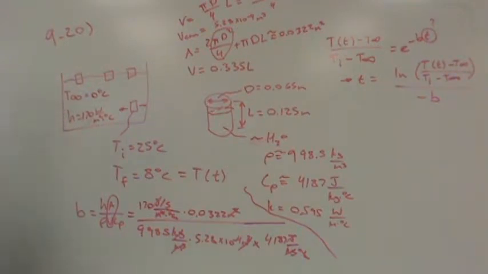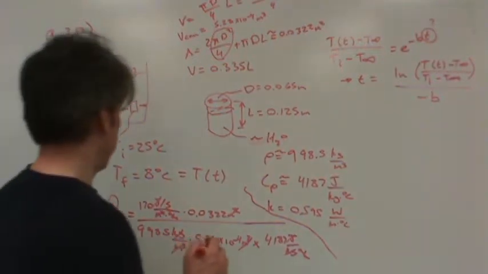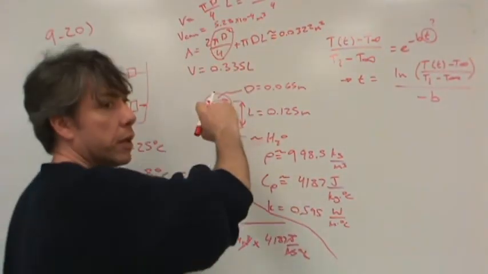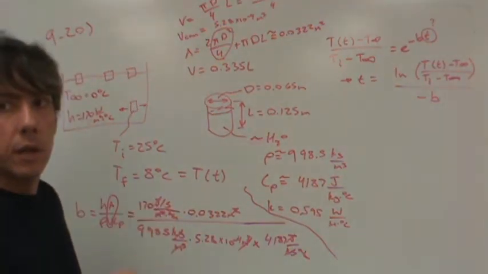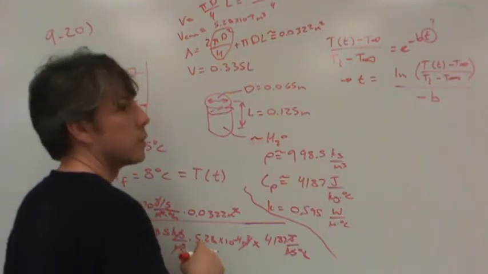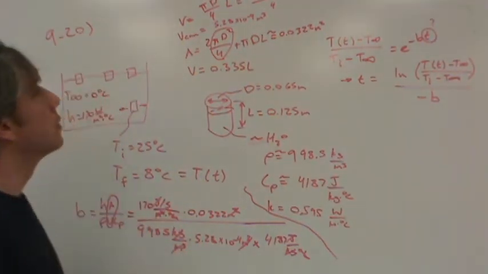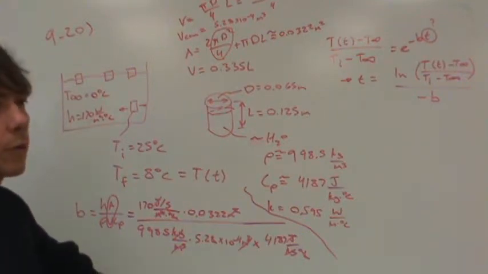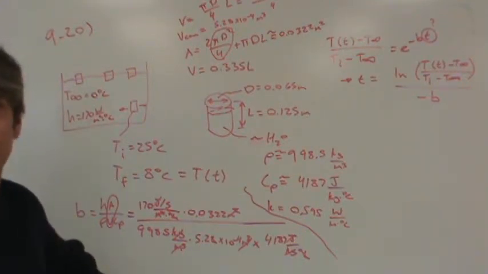Yes? For the volume, I got 4.14 times 10 to the negative 4th. You have 4.14 instead of 5.28. Anyone agree with that? Need a second on 4.14 or 5.28, either one up here.